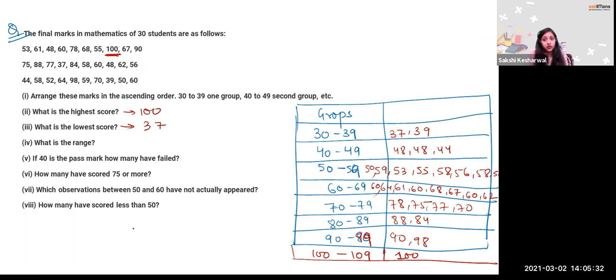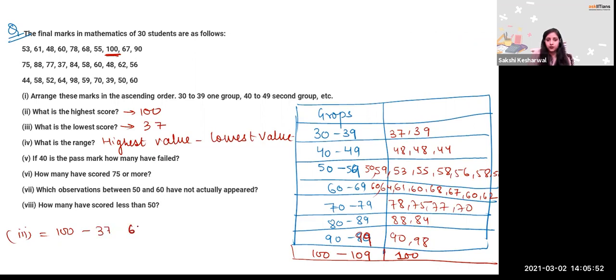What is the range? Range means what, beta? The highest value minus the lowest value, right? We'll be doing this in the next class. Highest value minus lowest value, right? I'm doing the third part over here. So the highest value is what, beta? 100 minus 37 is equal to what, beta? 63, right?